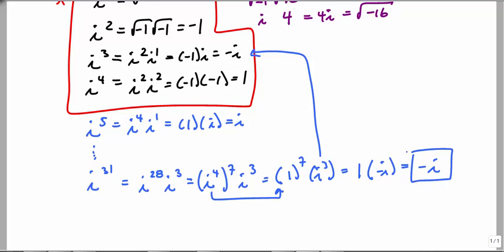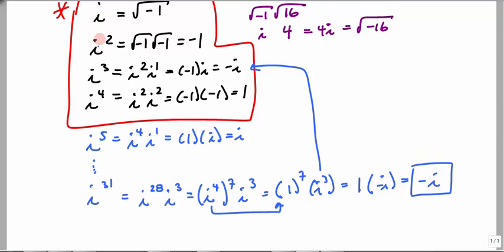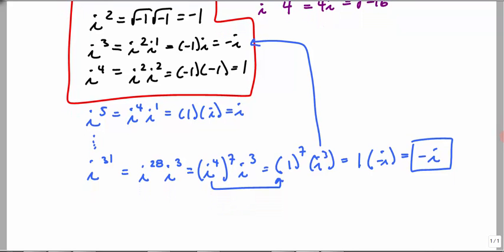Now I can do this with any power of i. I look for the highest 4th power I can pull out, and then whatever the remainder is, basically, in this case 3, I go back to my list over here and I compare it to my list of 4 things that I have memorized. i is i, i squared is -1, i cubed is -i, and i to the 4th is 1. And whatever the remainder is, I just pull that out as my solution.